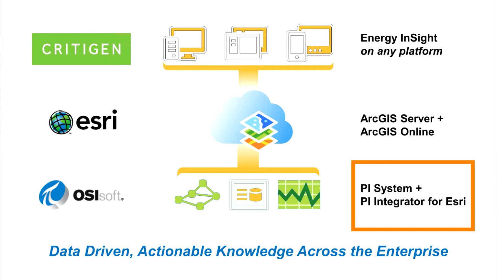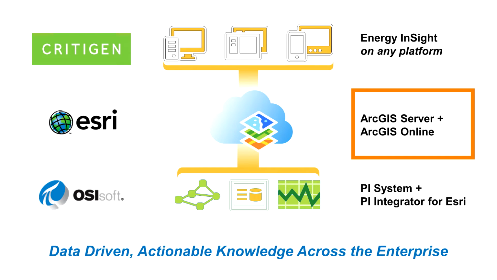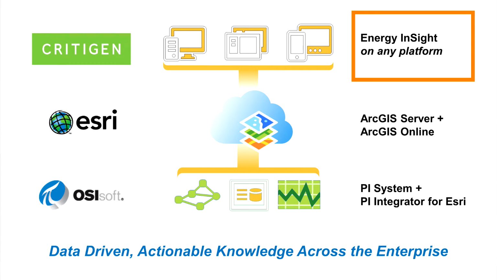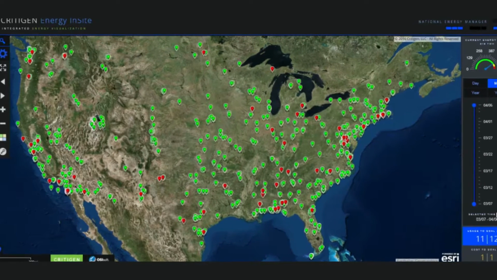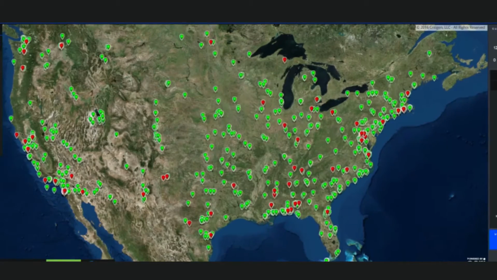First, we integrated the PI System and the PI Integrator for Esri, and then we used ArcGIS Server and AGOL, and then we wrapped it up in a tool that we developed called Energy Insight. The geospatial data on the map right now is not just geospatial data. The data are attributed to the data in the PI System.